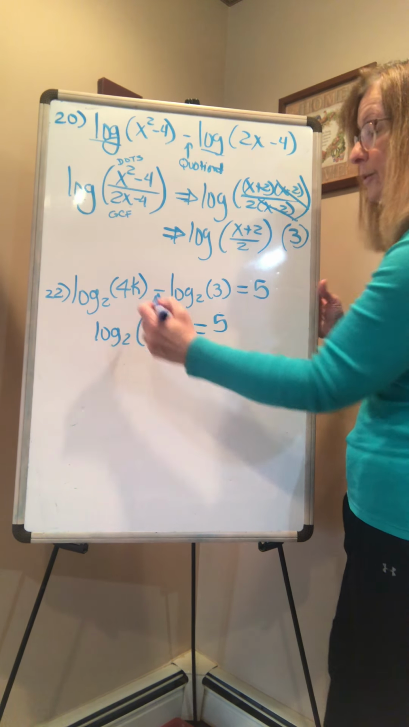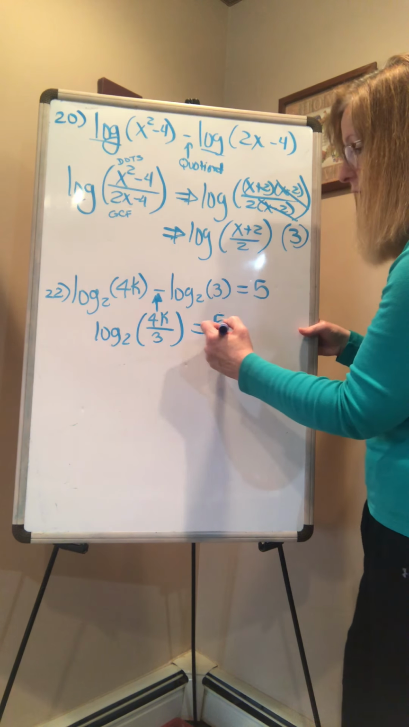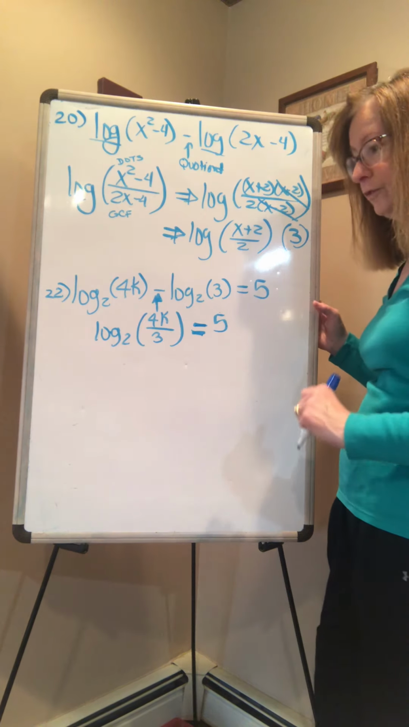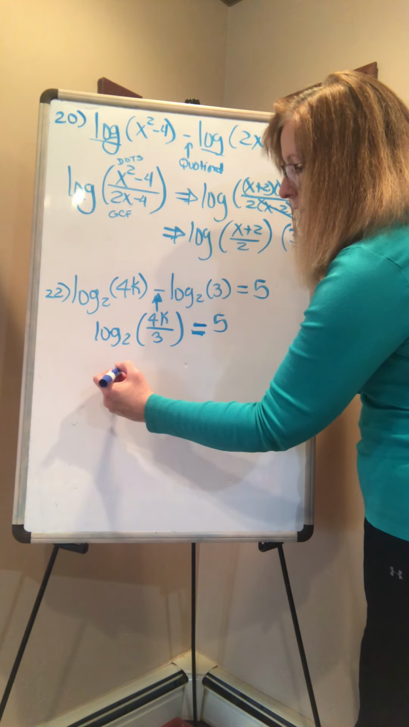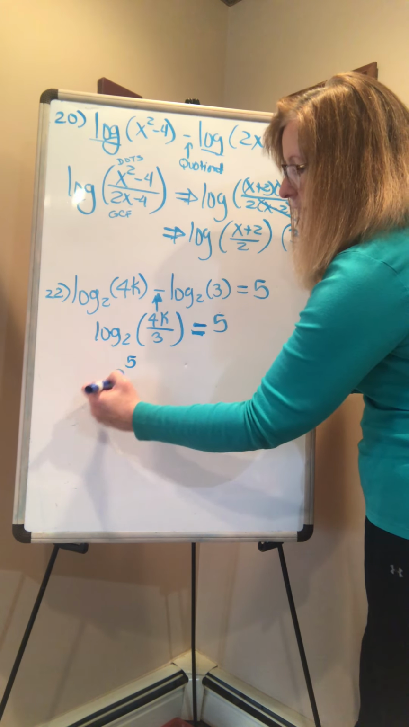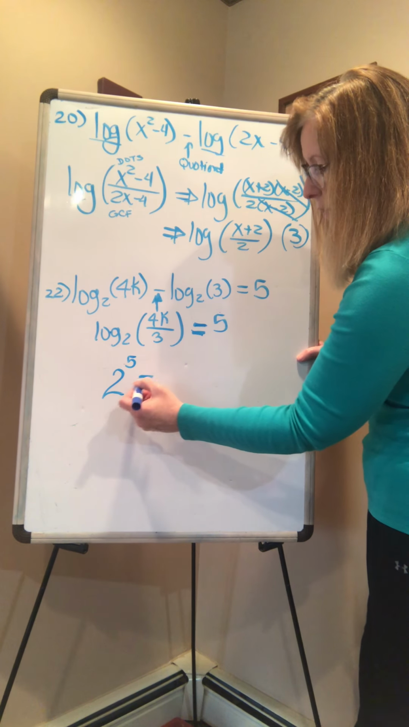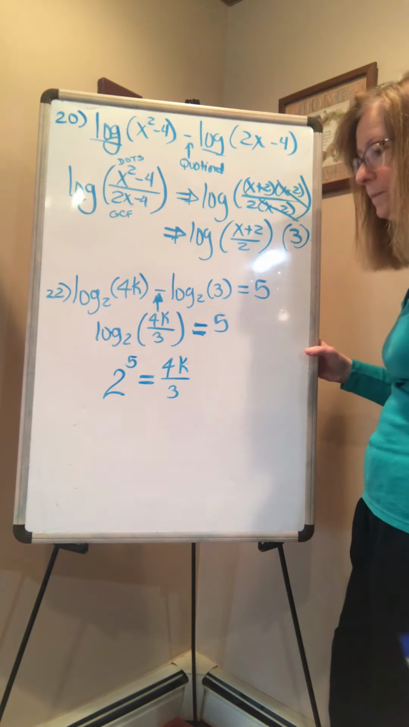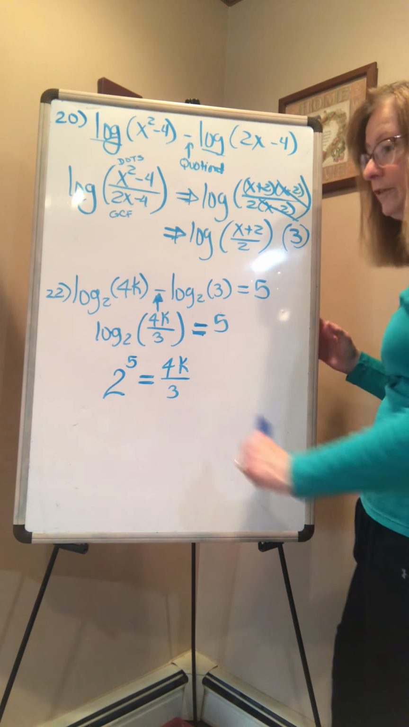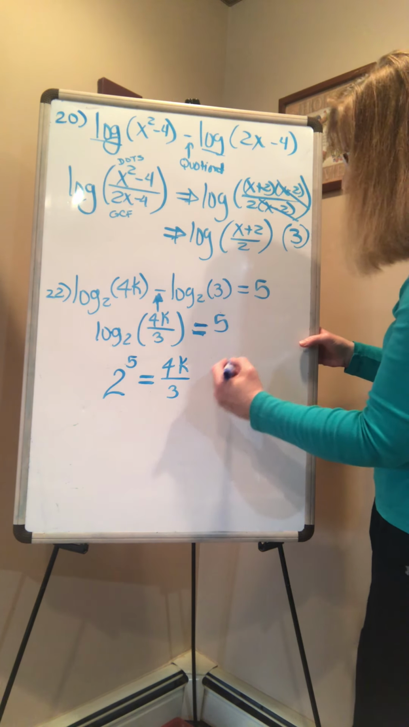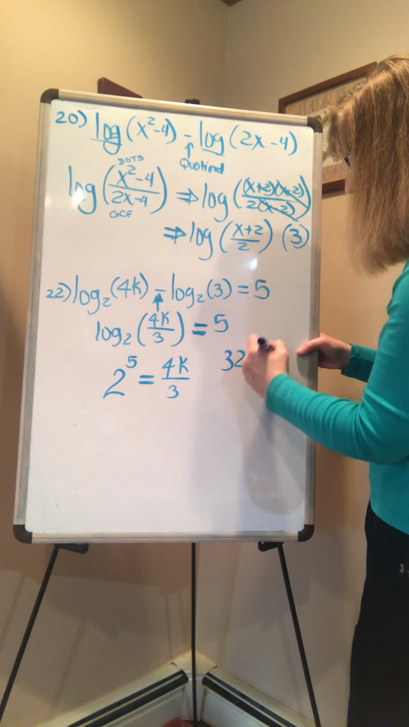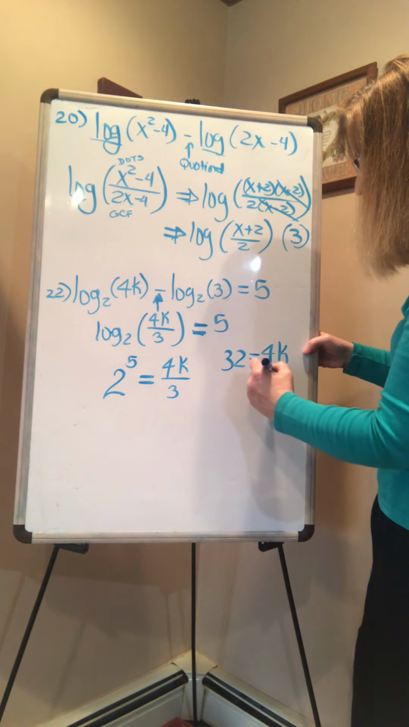Now what I'm going to do is go back to lesson 1. 5 is the exponent on a base of 2 and the power 4k divided by 3. Now, 2 to the 5th is 32. We've seen that so many times. Some of you have it memorized. So 32 is equal to 4k over 3.